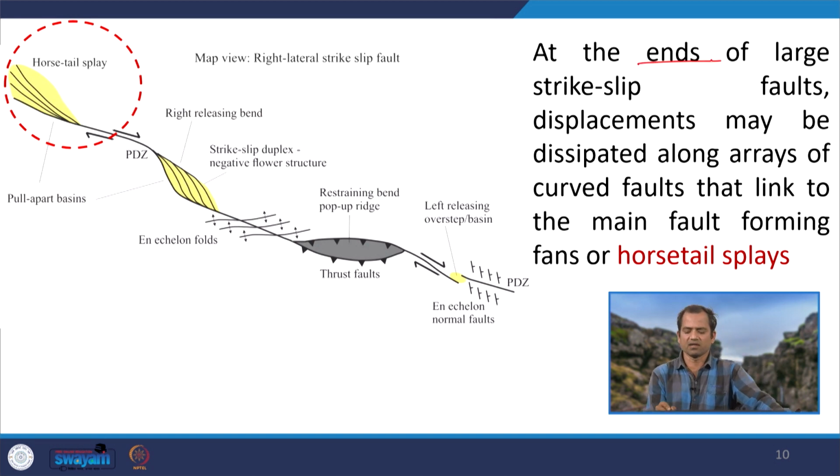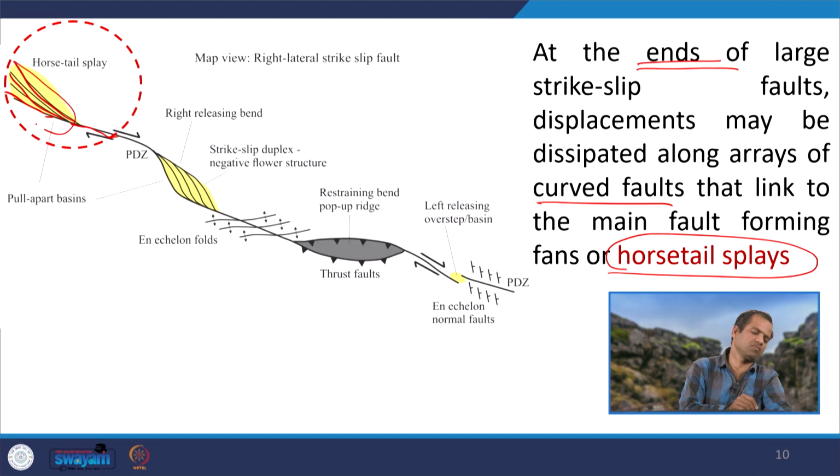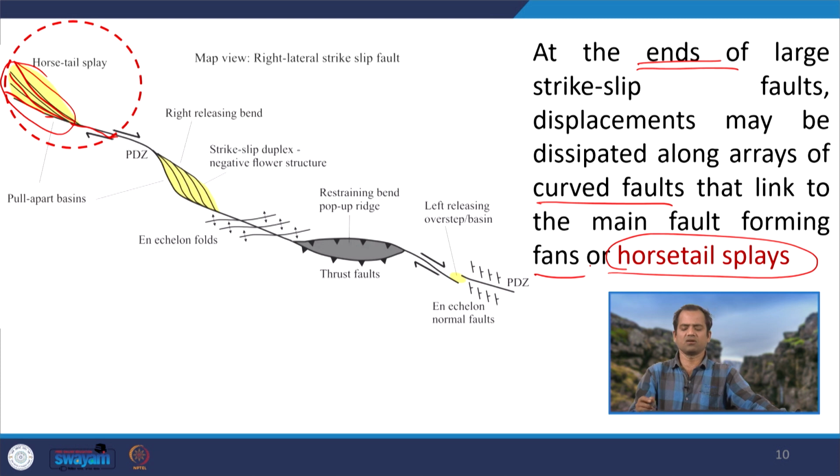And at the end of large strike slip faults, the displacement may be dissipated along an array of curved faults that link to the main fault, forming an array of fans, which you can call a horsetail structure, or a fan. So, now you see this strike slip fault, which at the end is dividing into curved faults. So, it is like a fan in the geomorphic system. This is called a fan, or horsetail splays.